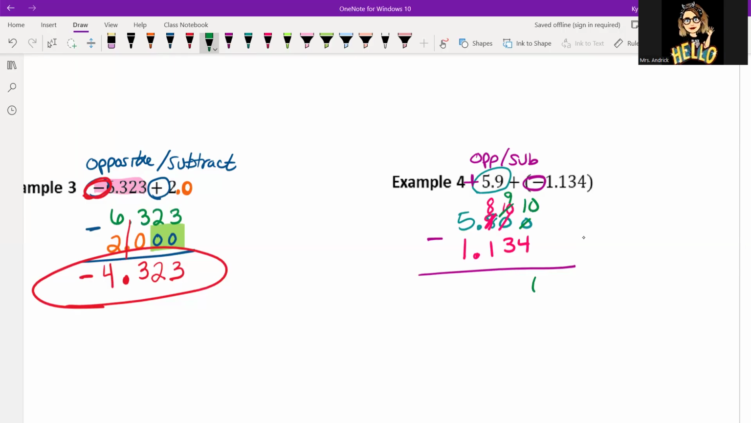So 10 minus 4 is 6, 9 minus 3 is 6, 8 minus 1 is 7. Bring your decimal place down. 5 minus 1 is 4. The bigger number is positive, so my answer is positive. Okay.